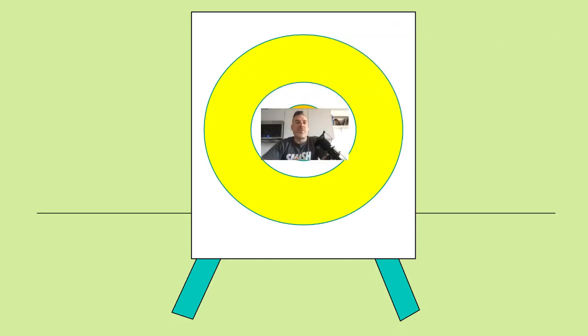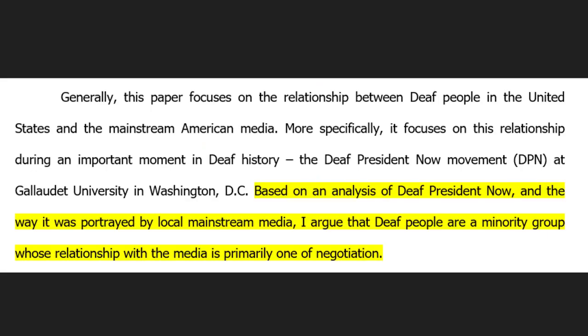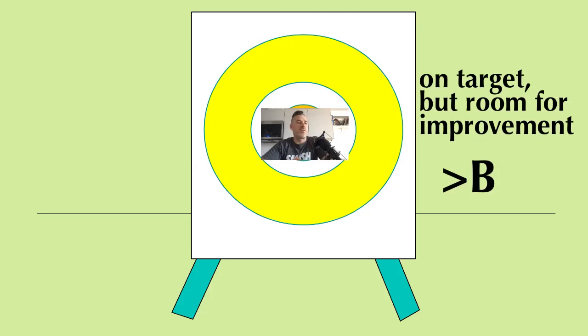So here's an example of an on-target argument. It's not a great argument, but it's on target. It was enough to get me a low A. This is the argument of the paper that I'm using as my example, from an undergraduate paper that I wrote way back in 2002. The argument goes: based on an analysis of Deaf President Now and the way it was portrayed by local mainstream media, I argue that deaf people are a minority group whose relationship with the media is primarily one of negotiation. And I resisted the urge to edit this.